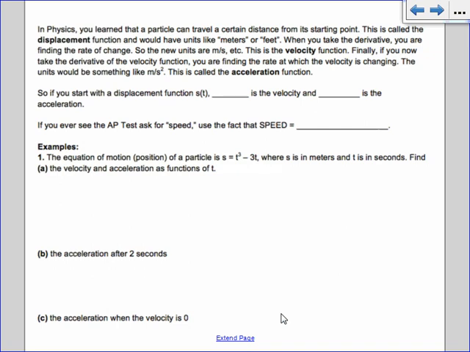Okay, so in physics, you learn that a particle can travel a certain distance from its starting point. This is called the displacement function. The easiest way to think about distance and displacement, and we'll talk about this a lot throughout the year, is if I tell my cross-country runners, Audrey, and I say, Audrey, go run 3 miles out and then come 3 miles back.